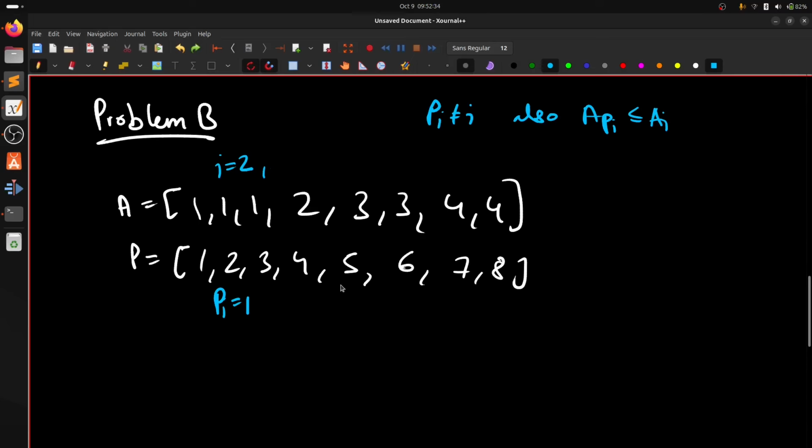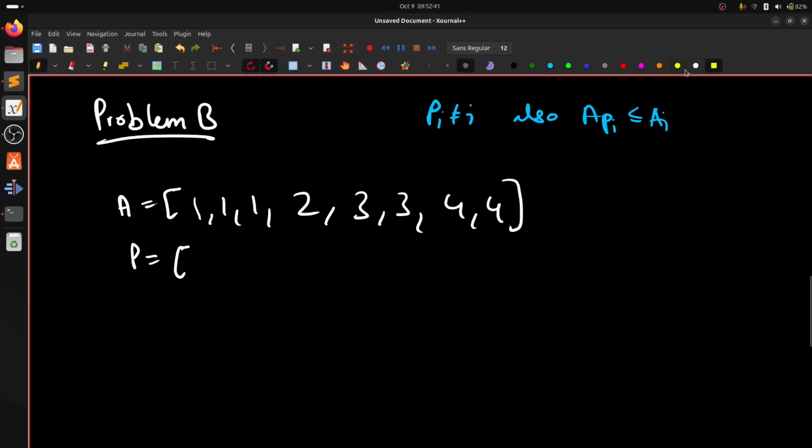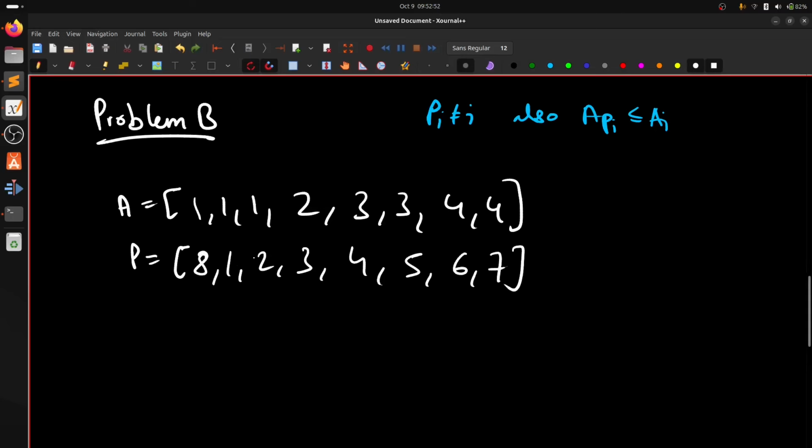So basically we're writing the permutation like this: 1, 2, 3, 4, 5, 6, 7, and obviously 8 is left over, so we put it here. Now, as you observe, the first thing that happens is P of I is never equal to I, because here P of I is always equal to I minus 1, and here P of I is equal to n. So this will never happen, and we're safe in that way.